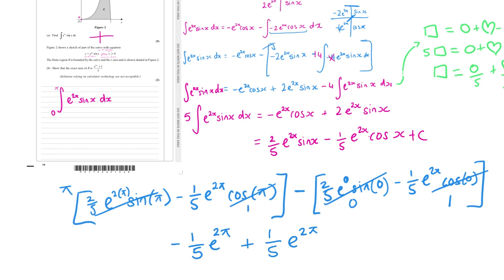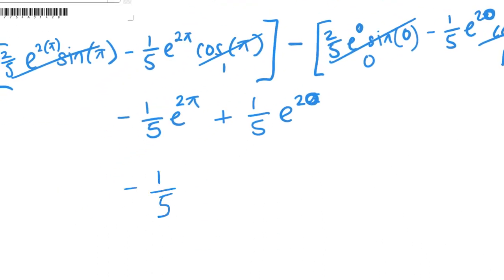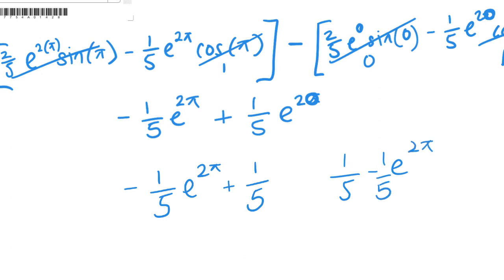Well, that's definitely gone somewhere wrong, really, hasn't it? Sorry guys, that's 0. There we go. Now it makes more sense. Minus 1/5 e to the 2 pi plus 1/5. So this becomes 1/5 minus 1/5 e to the 2 pi. Do they have the same denominator? Yes, so we're going to get 1 minus e to the 2 pi over 5.